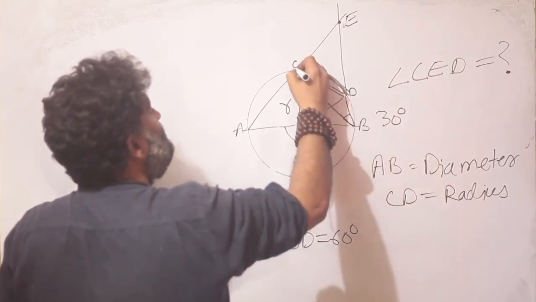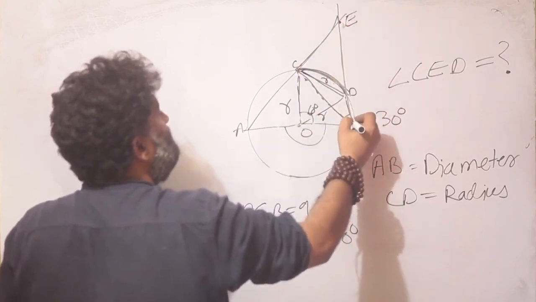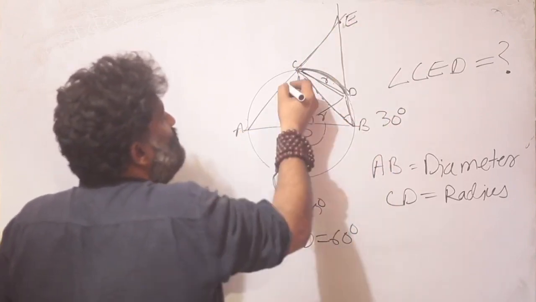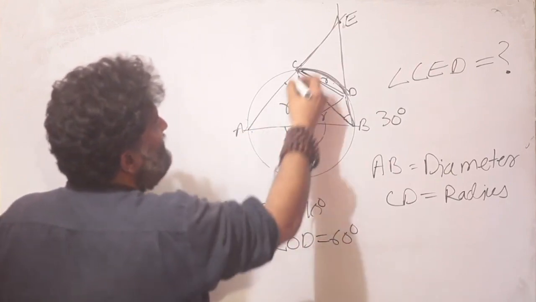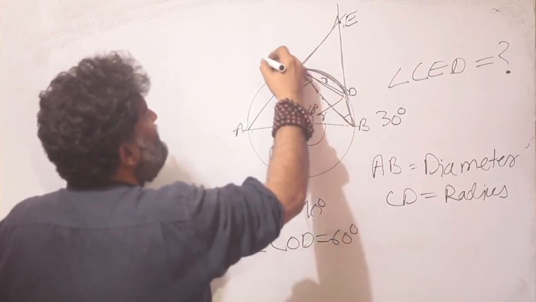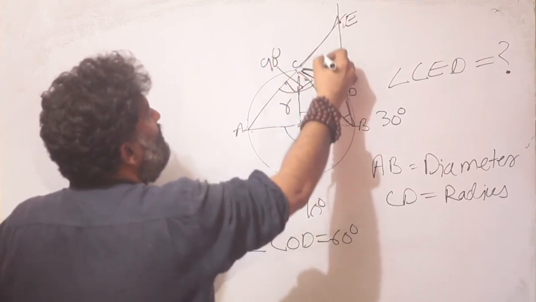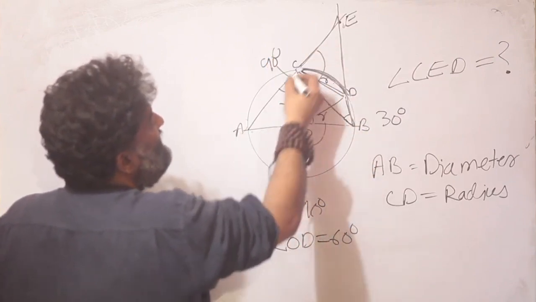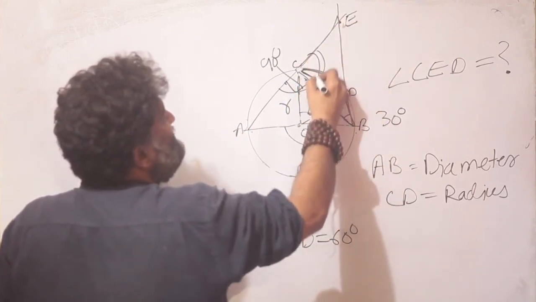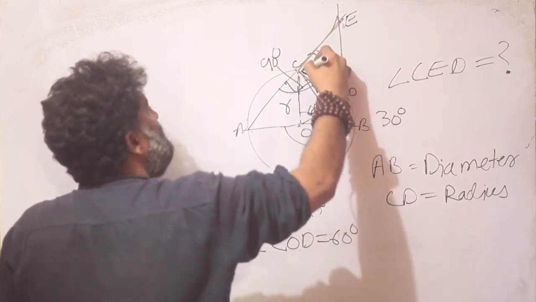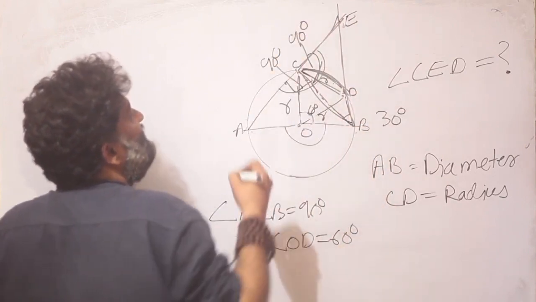Now think of triangle BCE, and now you will use this information that you had worked out earlier, angle ACB. Angle ACB, this was 90 degrees. All of this is 180 degrees. If ACB is 90 degrees, BCE is also going to be 90 degrees.